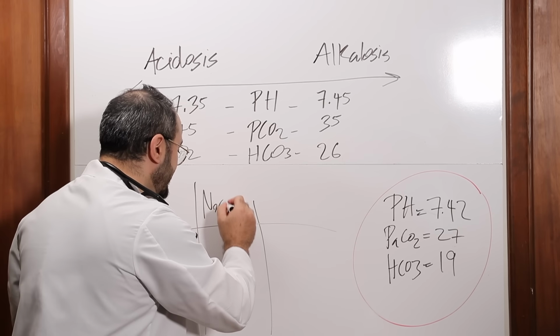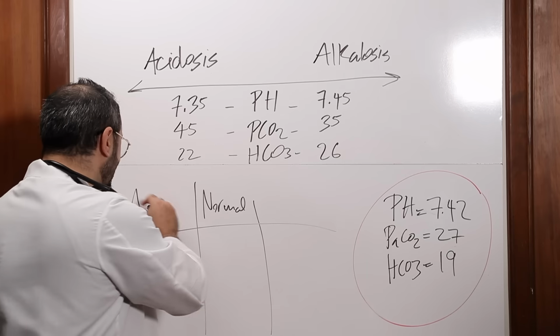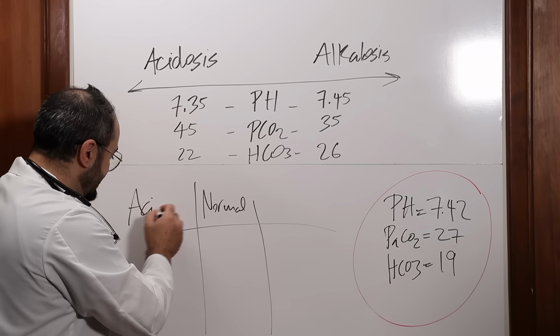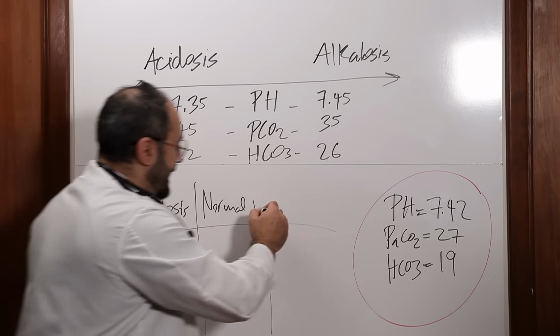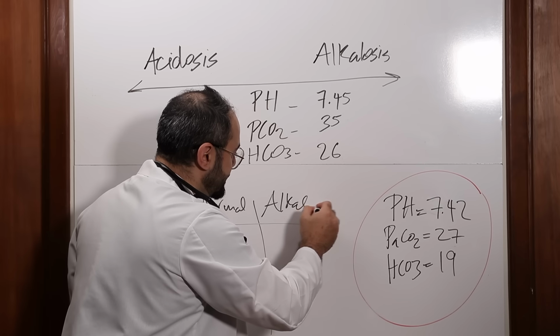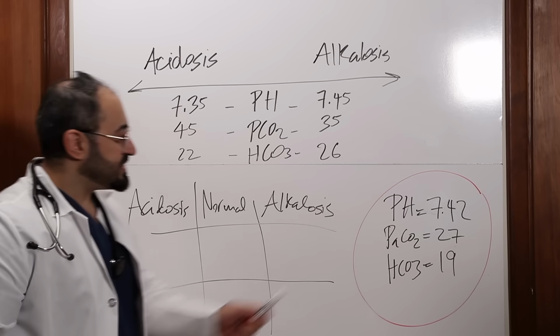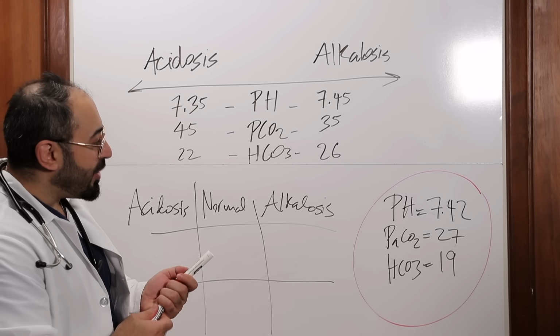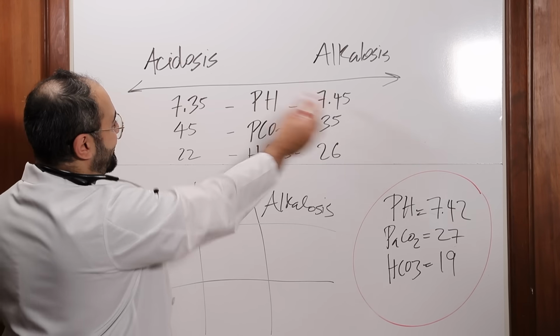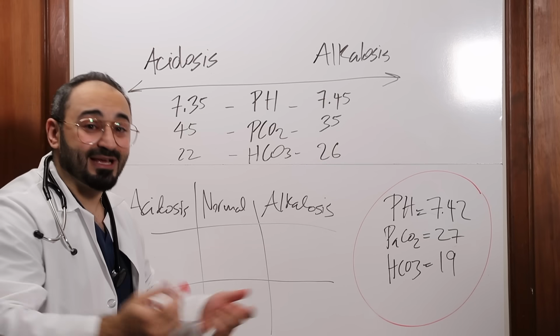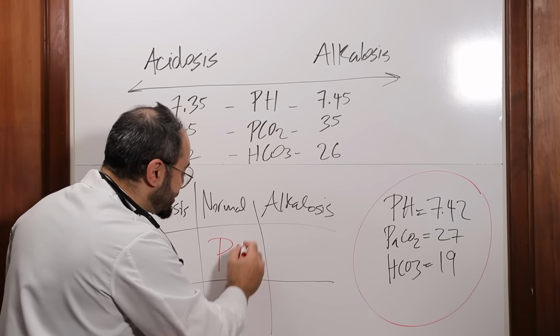Here it is normal, acidotic, and here alkalosis. Alrighty? So, there's another grid. So, the pH, it's 7.42. Where does that fit? Oh, it fits in the middle. That's normal. So I'm going to put pH right here.